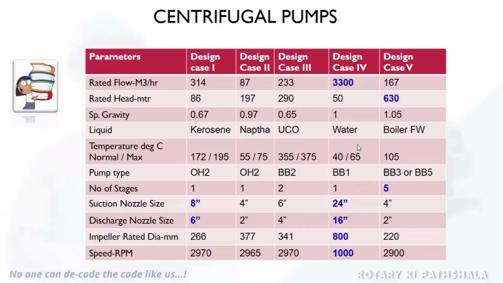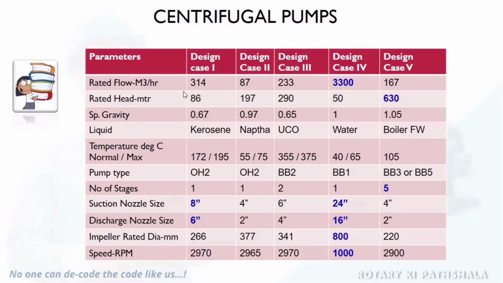Okay. Now next is design case 4. Now if you see here with respect to case 1, what is the design condition? The flow rate is almost 10 times of this flow. It is 314, here it is 3300. And head is 50 meter, which is roughly 60%.